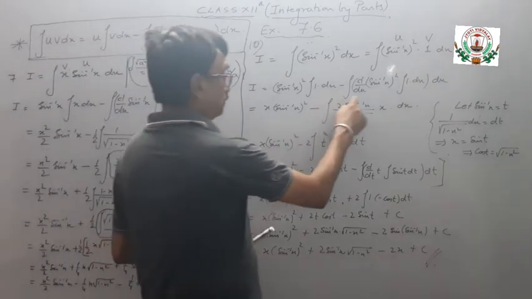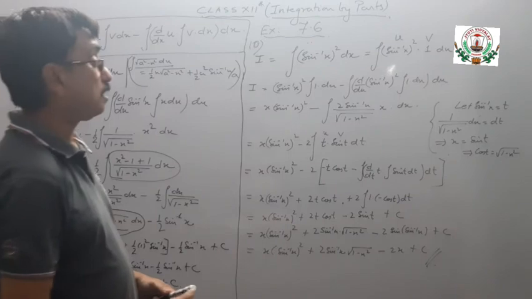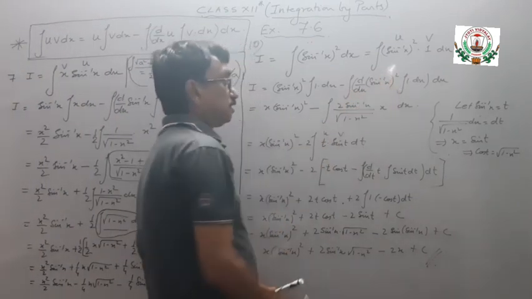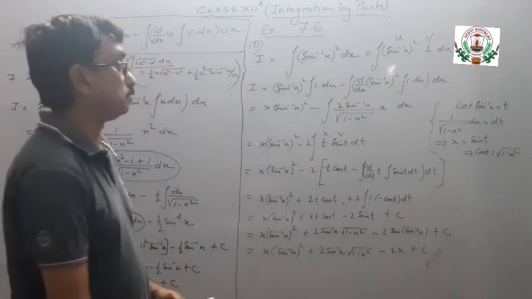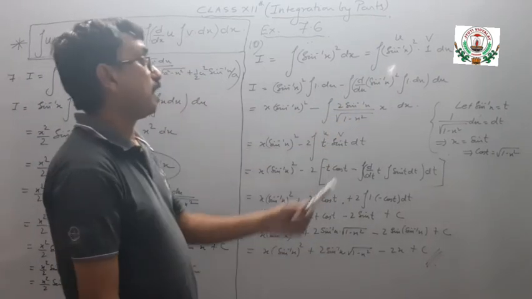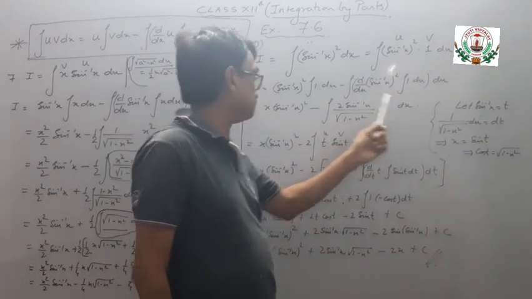So 2t and dt by dx, that is d by dx of sine inverse x will be 1 upon under root 1 minus x square. So differentiation of sine inverse x the whole square will be 2 sine inverse x upon under root 1 minus x square, and integration of 1 dx is x, and this dx.